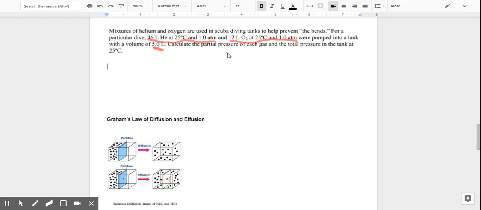So we want to figure out two different things, or actually more than two different things. We want to figure out the partial pressure of each gas, and we also want to figure out the total pressure in the tank. So here's what we have to do first. This information that they gave us about helium was before we put it into that tank. So we need to figure out how many moles that is.